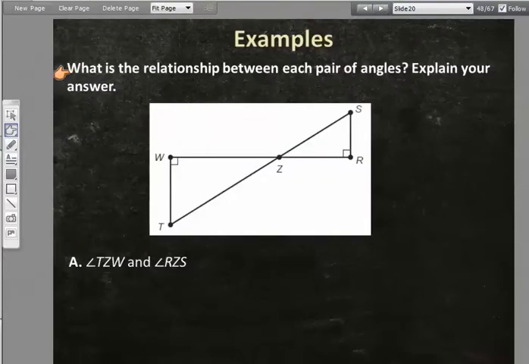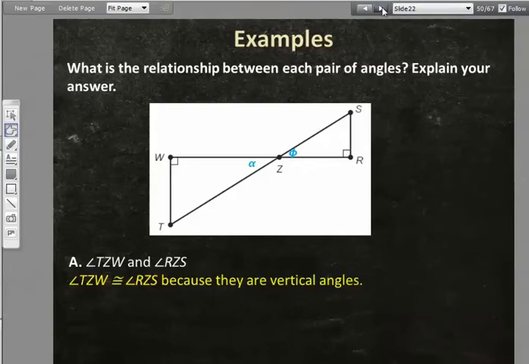All right, let's look at this. What is the relationship between each pair of angles and explain your answer? Well, part A says angle TZW and angle RZS. So here's angle TZW, here's RZS. What I did on this next slide is I just put the little alpha and omega symbols in there so you could say, oh, those are the angles we're talking about. And of course, those look very vertical to me.